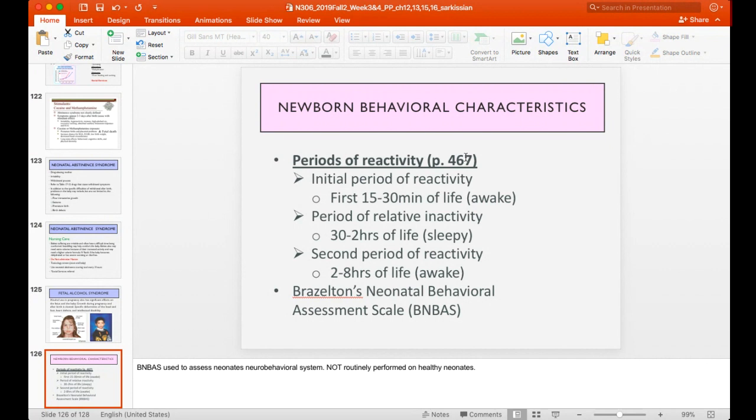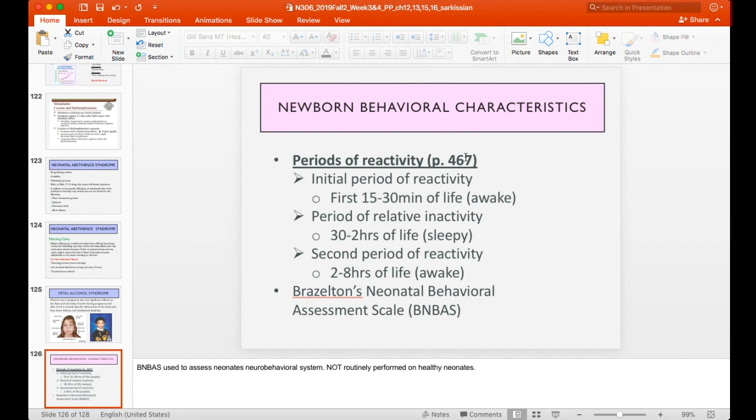And then after that, the baby goes kind of into this sleepy state, okay? And that is the period of relative inactivity. So about 30 minutes to 2 hours of life, okay? And the baby is really sleepy at this time, okay? And they're kind of unresponsive to external stimuli.